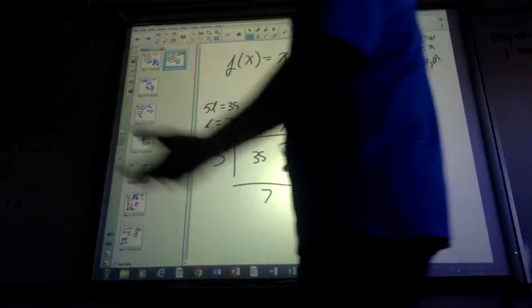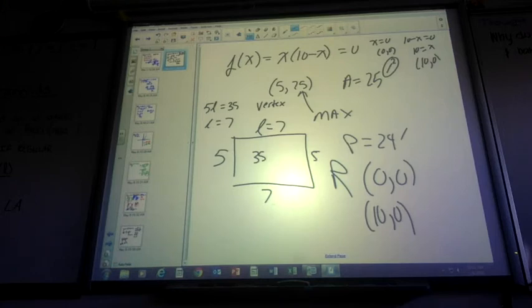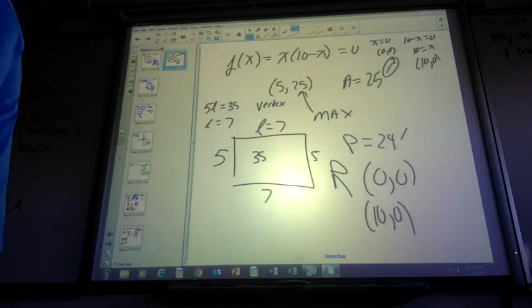Pretty cool. So it actually applies to some things. I know you're going to say, I don't ever want a garden, I'm going to live in an apartment for the rest of my life, I don't care. I get it. Just trying to show you some places you might see this type of math.